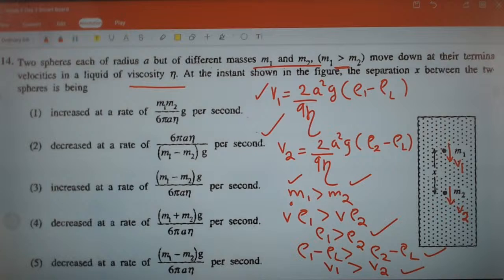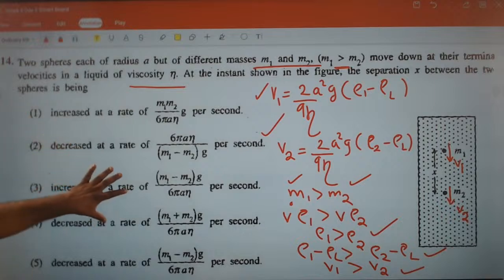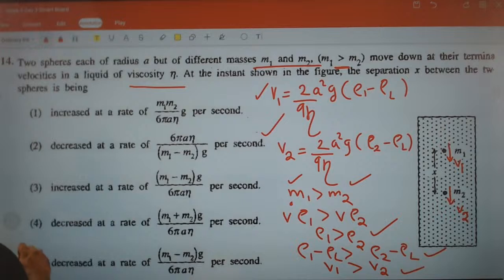6 pi eta is there, M1 plus M2 is there, M1 minus M2 is there. From this you can easily see that M1 minus M2 is there in two locations, here and here. Here increasing, here decreasing. So simple answer, directly find 5. Clear? Directly you can find the answer 5.